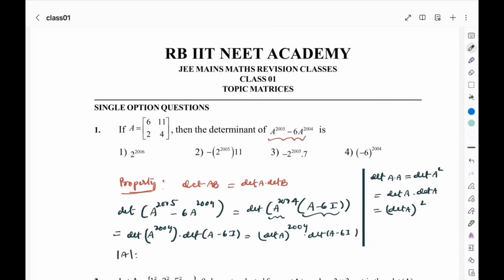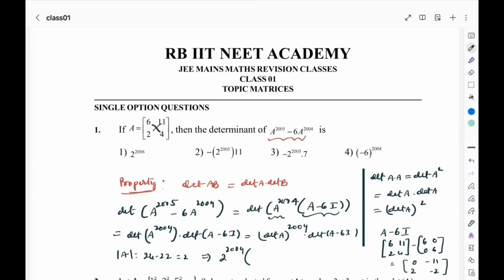Here matrix A is given, and its determinant is 24 minus 22, which is 2. From that I can write it as 2 power 2004 into det of A minus 6I. Here A minus 6I will be the matrix 6, 11, 2, 24 minus 6, 0, 0, 6. You get 0, minus 11, 2, minus 2. This is A minus 6I.